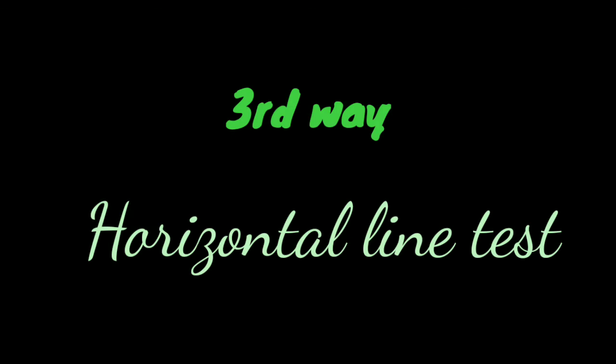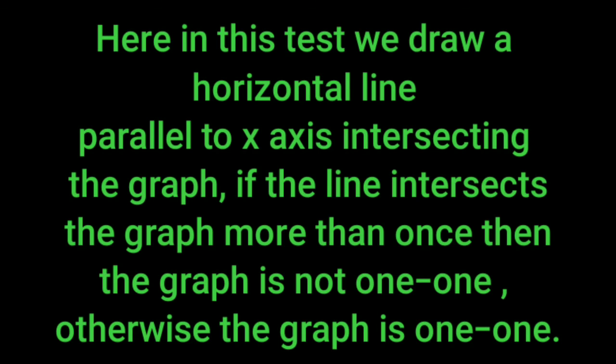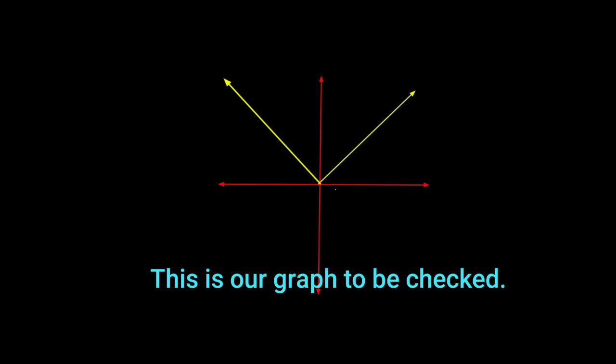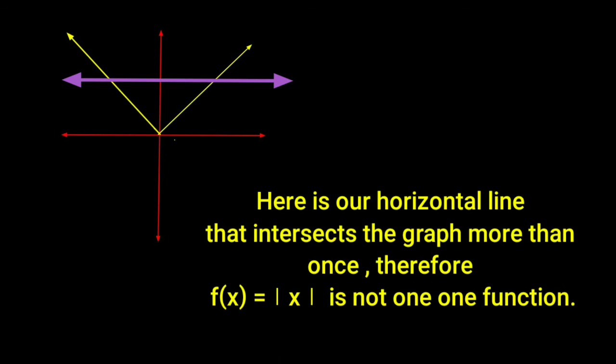Now we will check the injectivity by the horizontal line test, in which we draw a horizontal line parallel to the x-axis intersecting the graph. If the line intersects the graph more than once, then the graph is not one-one, otherwise the graph is one-one. For that, let us have the graph and we draw the horizontal line, which intersects our graph at more than one point. This is clearly seen in our picture. This is telling us that the function is not one-one, isn't it? Okay, thank you.